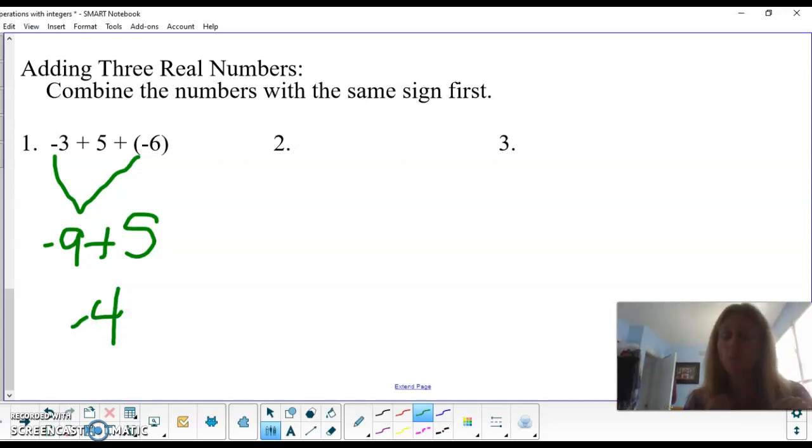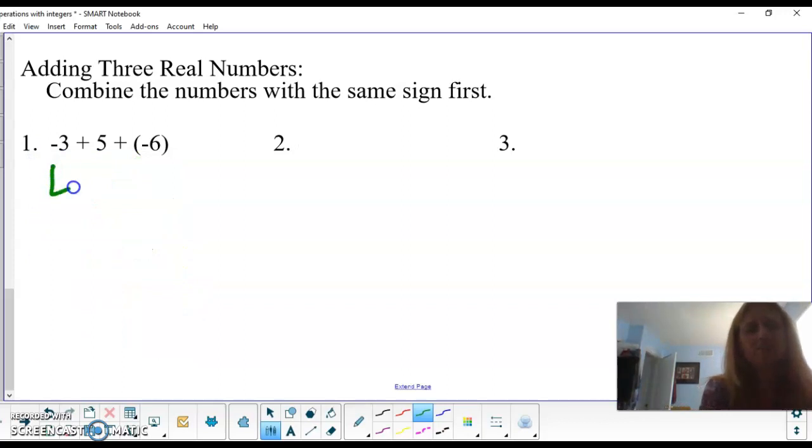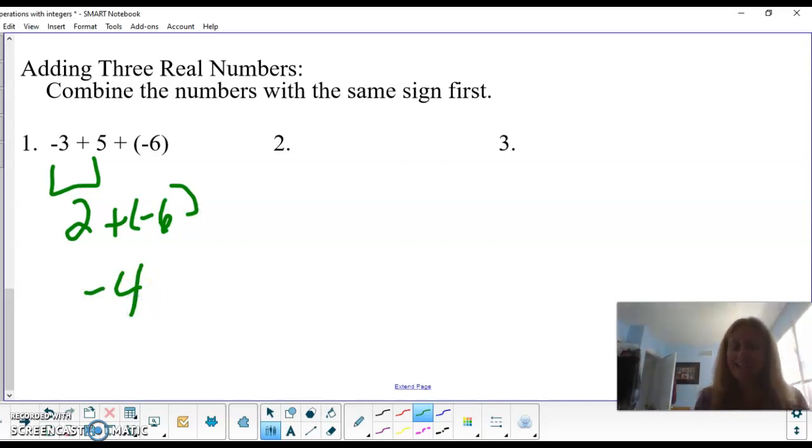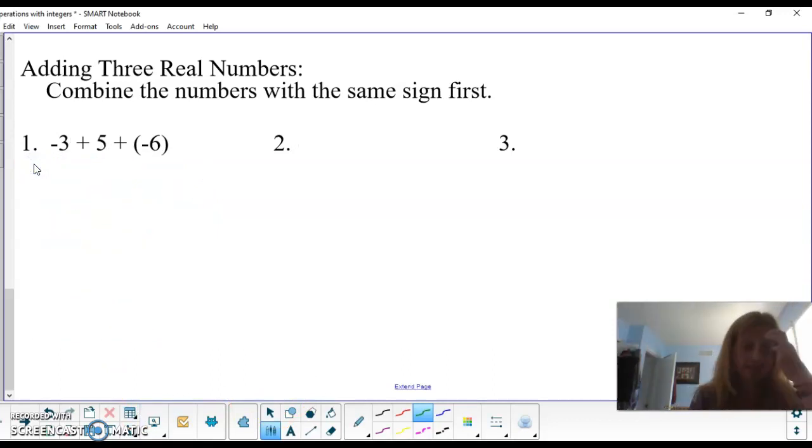Notice I'm showing work. I'm expecting work from you guys. Now watch the magic here, guys. What if I decide to do these two first? Here I get different sign, subtract, higher number's positive. Different sign, subtract, higher number's negative. I get the same answer. It doesn't matter. This is actually called the commutative property. It doesn't matter which one. Let's look at the next one.